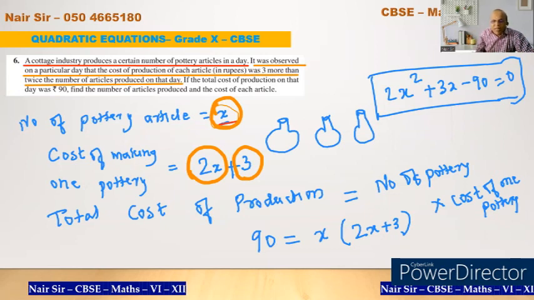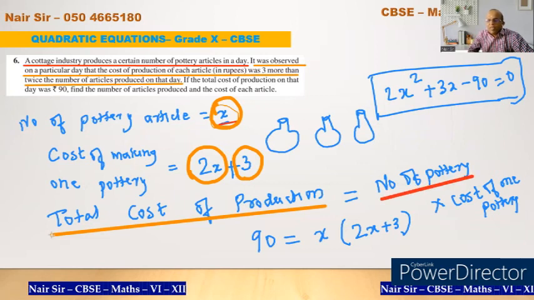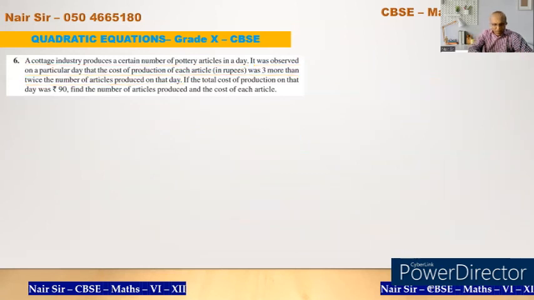And then the last part is, this is the most important line. What is the total cost of production? Total cost of production is equal to the number of potteries that I make multiplied by the cost of the pottery. And that is how I'm getting this. And that is the reason why I'm able to get the quadratic equation. After finding the quadratic equation, it is only about solving. I know you can solve it. Okay, let us just see the steps one by one.